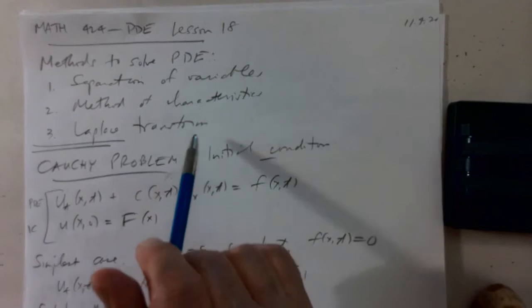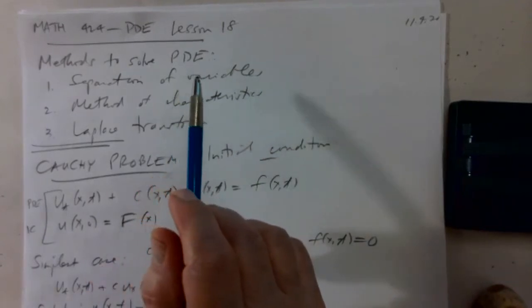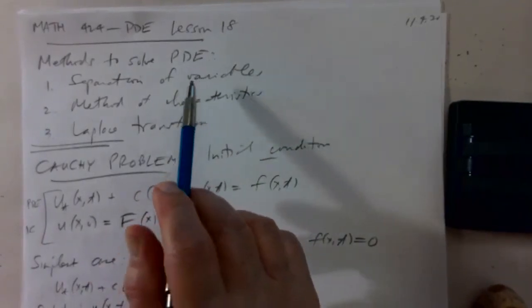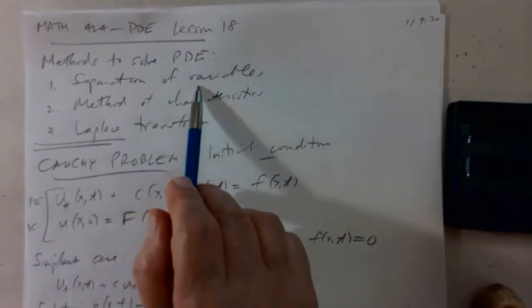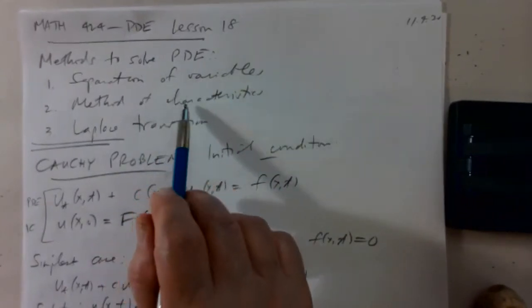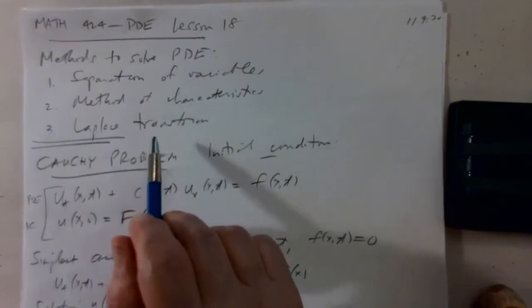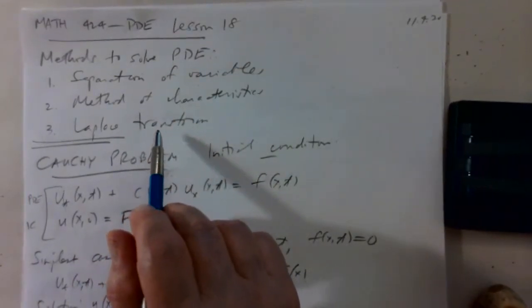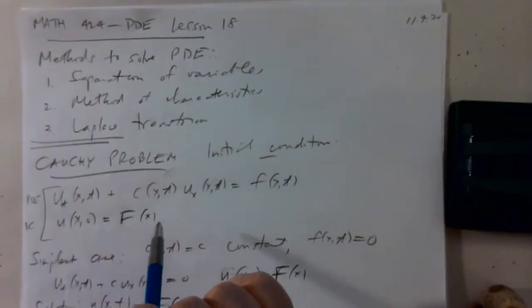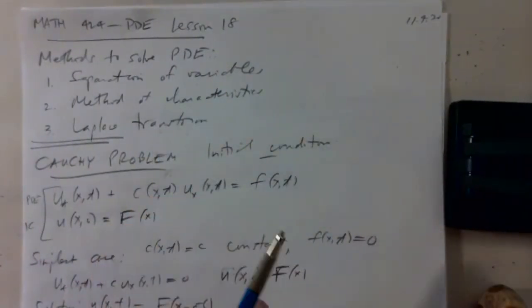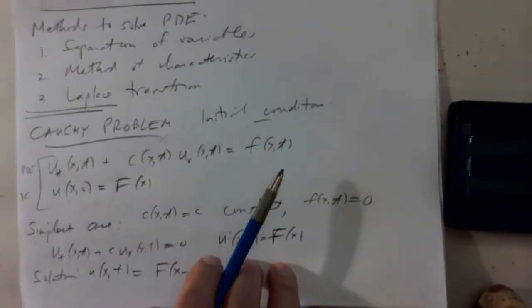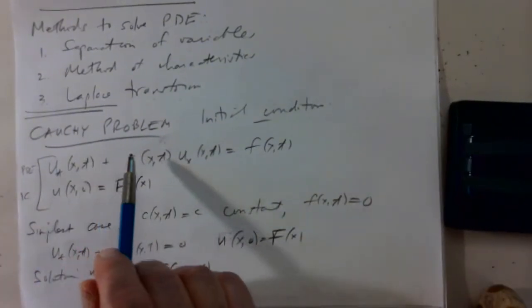There are three methods of solving partial differential equations that I want to make sure I cover before the next exam. Separation of variables, we did that a tiny bit. The method of characteristics, which is what I'm talking about now, and Laplace Transform, which hopefully I'll get to start today, if not next week. The method of characteristics we're going to use to deal with a Cauchy problem.